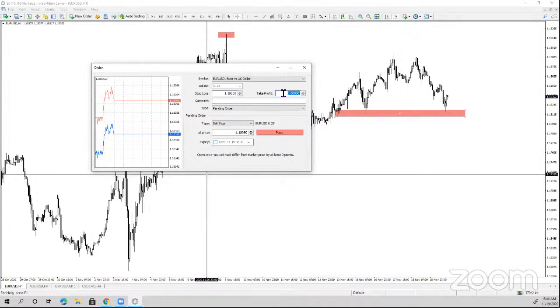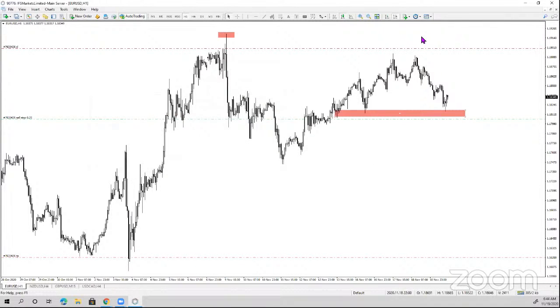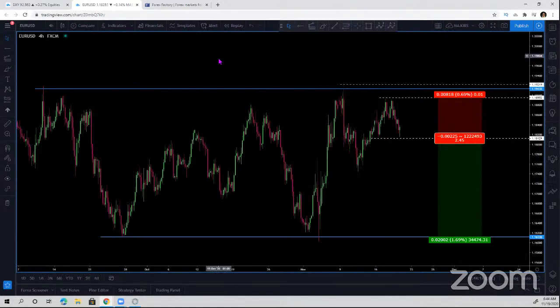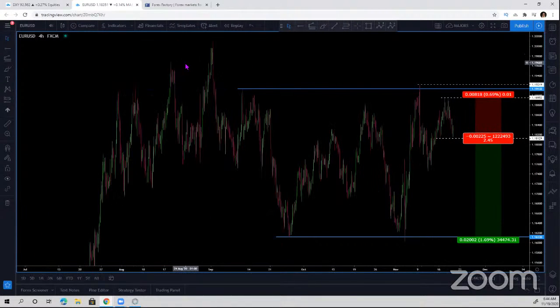So that's 116.20. That's the play on which I'm risking 95 pips to make 1850. So that's my play on the Euro US dollar, and let's have a look. All right, let's have a look at what's going on under the Euro USD.